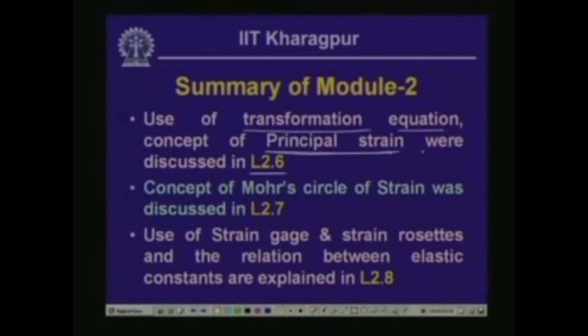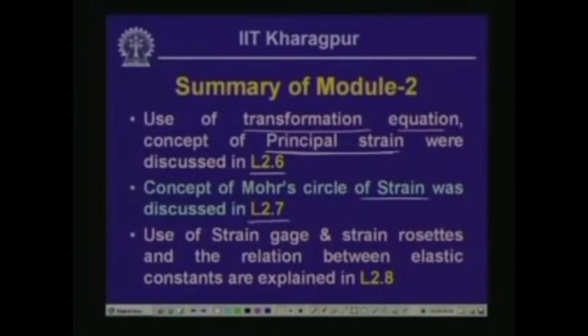and thereby how to evaluate the principal strains were discussed. Then the concept of Mohr's circle of strain: how to compute the strain at different orientations at that particular point, where we know the rectangular strain components epsilon x, epsilon y, gamma xy, how to compute the values of principal strain and the strain at that particular point at different orientations. We can do it through the use of Mohr's circle of strain, and that is what was discussed in lesson 7.